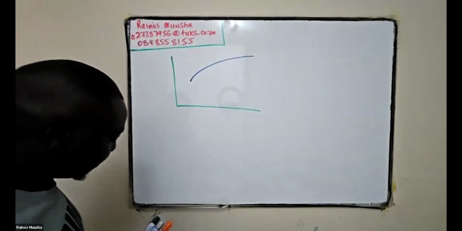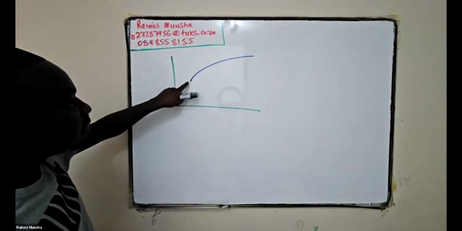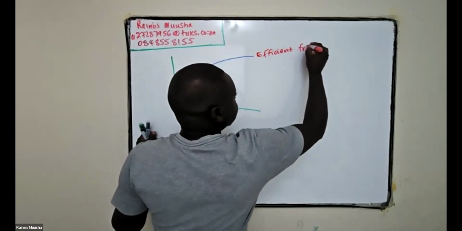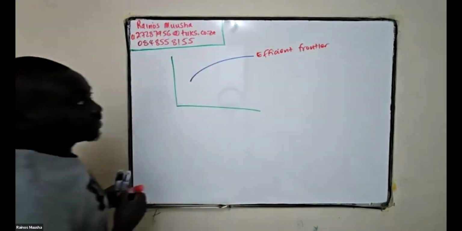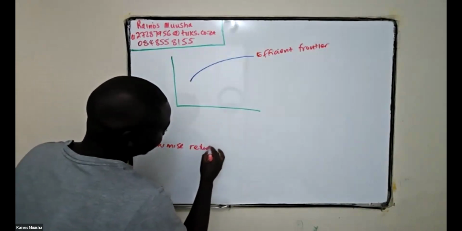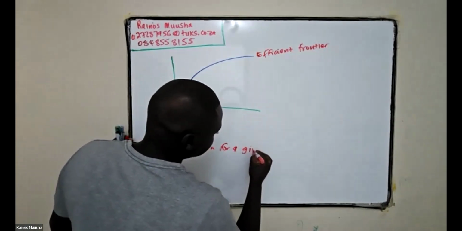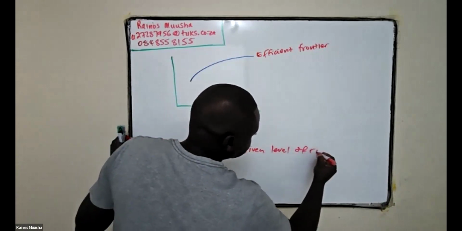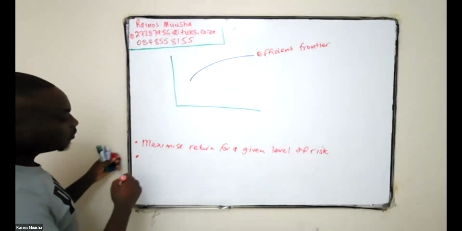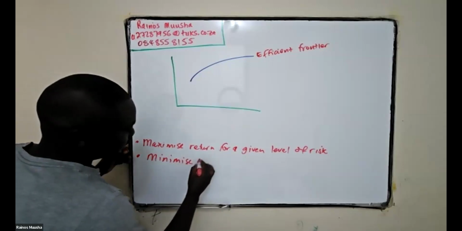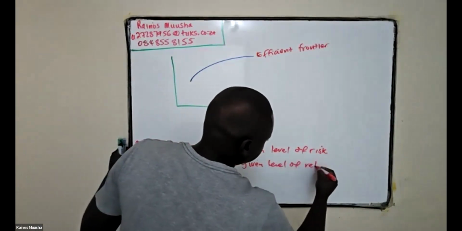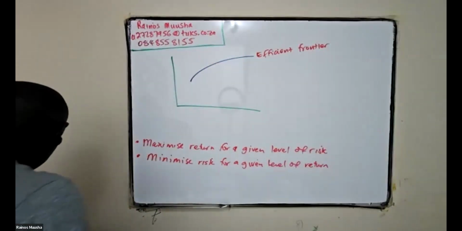So when you look at the efficient frontier, we're basically saying our aim is to invest in these investments that are found along the efficient frontier, because these are the ones that allow us to maximize return for a given level of risk, and they also allow us to minimize risk for a given level of return. So that's what the efficient frontier enables us to do.